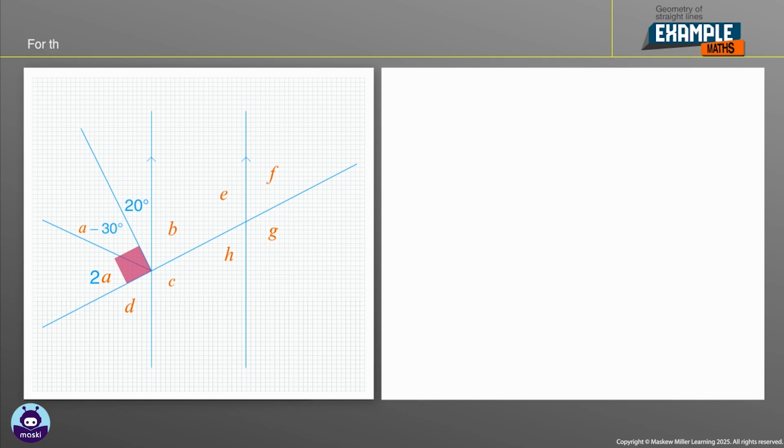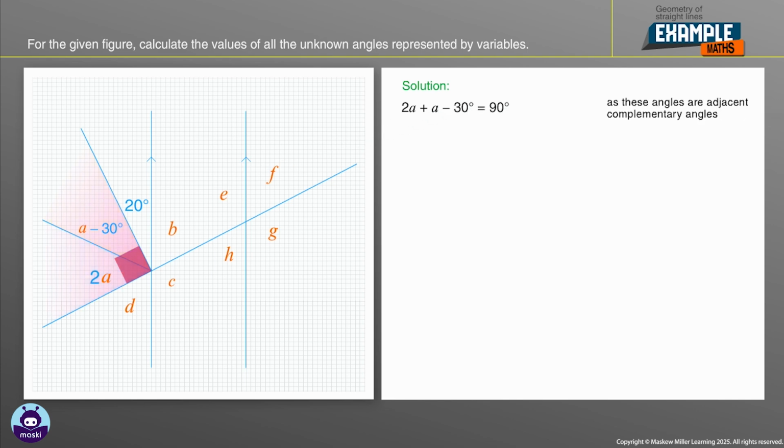Problem 1. For the given figure, calculate the values of all the unknown angles represented by variables. Solution: 2a plus a minus 30 equals 90 degrees, as these angles are adjacent complementary angles. Hence, 3a equals 120 degrees. Hence, a equals 40 degrees.